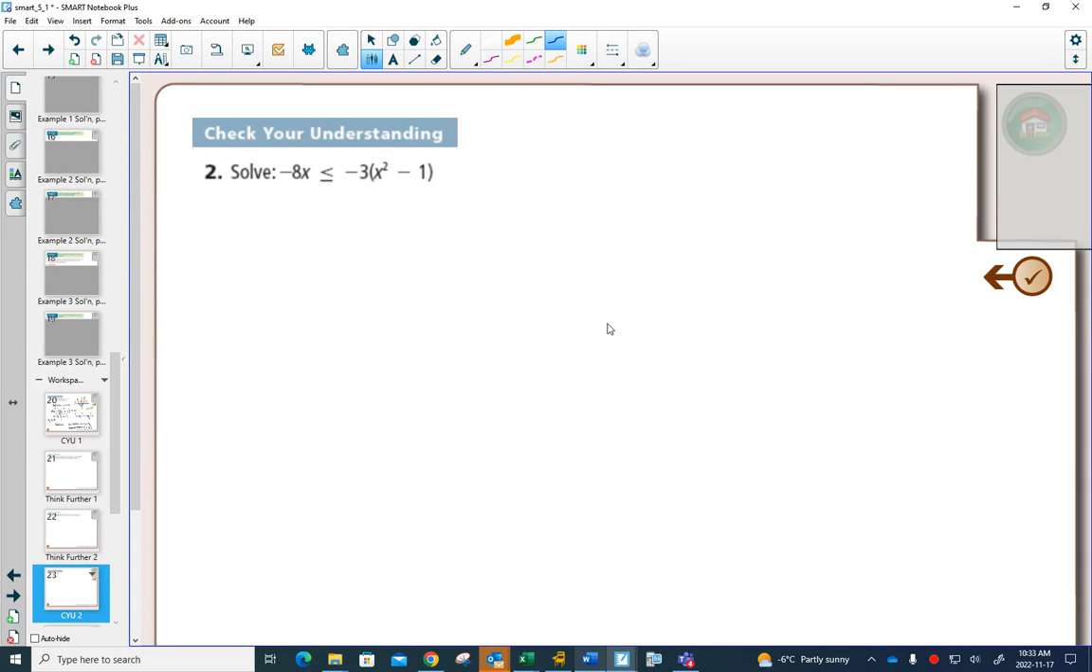So in example 2, we have an inequality. And I have brackets. I have an x squared. I need to solve this. How do I solve quadratic equations? I need to make one side equal to 0. Can you see that you could distribute to get rid of the brackets? Right? Because in a quadratic formula, we don't have any brackets.